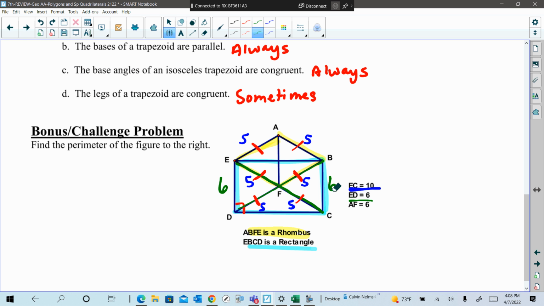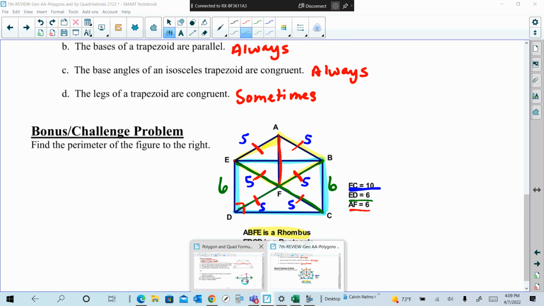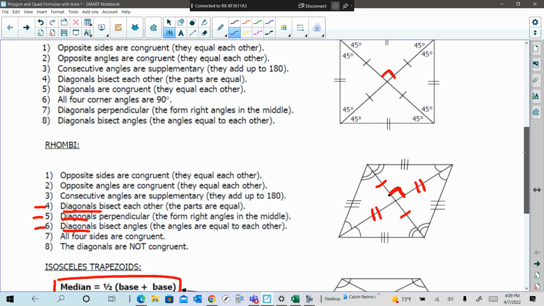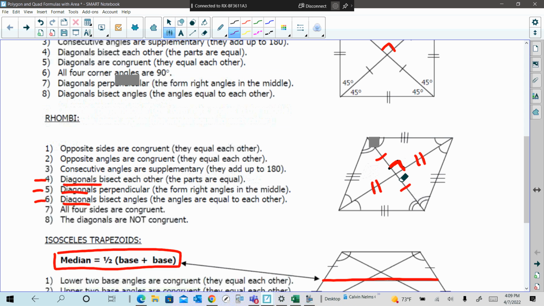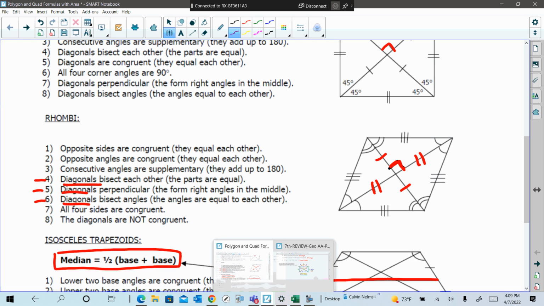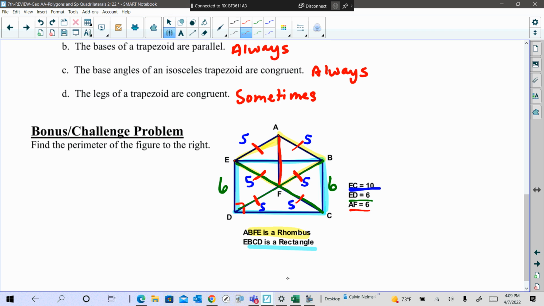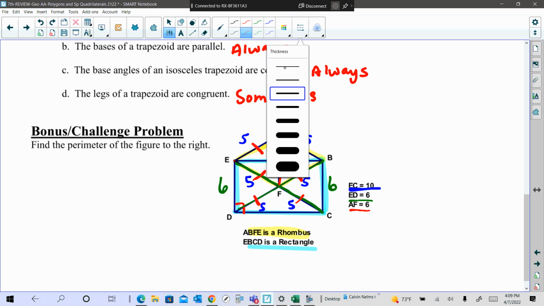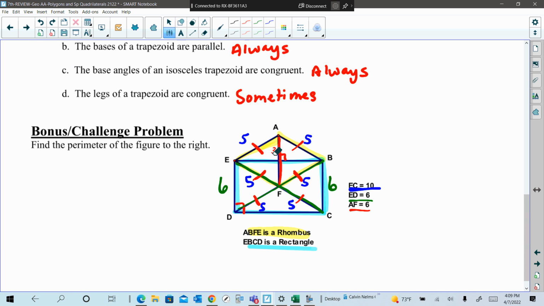And then it also tells us that EF, which is this diagonal in the rhombus, is 6. Now, the diagonals in the rhombus, if you need to go back and see that on the summary sheet, are perpendicular. There's a box, and they do also bisect. So if I go back to my problem, I'm going to put a box here. That whole thing is 6. The diagonals get bisected, so that lets me know it's going to be 3 and 3.